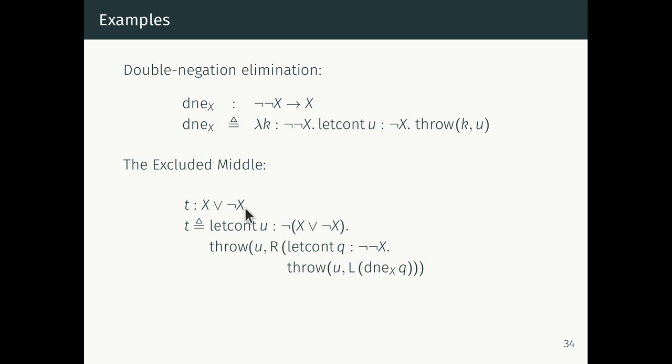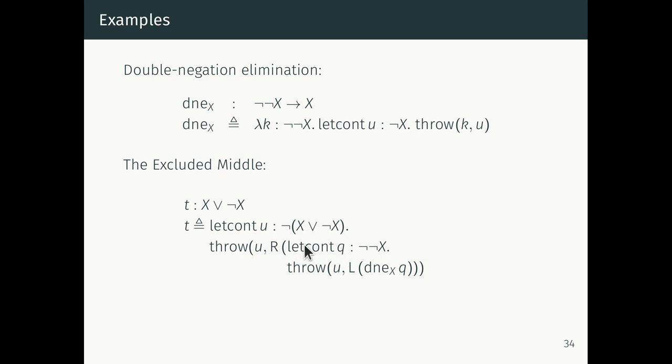And so the way that we'll do this is, because we're trying to prove x or not x, we'll use letcont and say, okay, we're going to assume that not (x or not x) holds. And so to u, we're going to throw a value of type x or not x. And how do we do that? Well, we'll do this in a slightly tricky way. In order to throw something to u, we either have to have an x or a not x. And so let's pick not x. So we'll right-tag it, and that says we're going to get a not x.